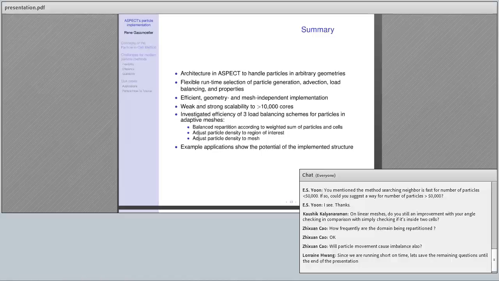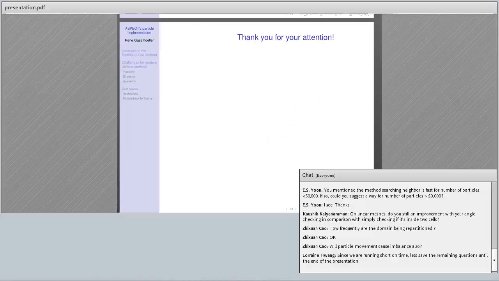The implementation is scalable, efficient enough for most application cases, and as I said, independent of geometry and mesh. We have tested the scalability up to 10,000 cores and investigated the efficiency of 3 different load balancing techniques. And we are confident that this technique is now ready to use for actual applications.